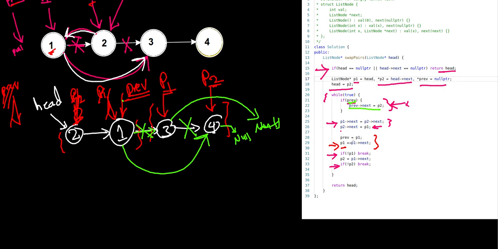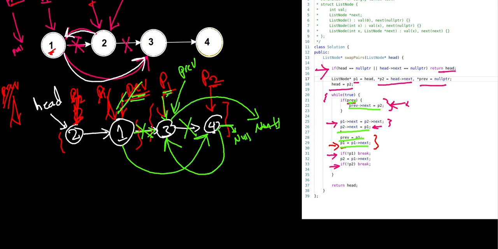Now P2 of next equal P1. So we make this one point to P1 because this is P1. Now previous equal P1. This is previous. We remove it and we make it equal P1. So this is previous.